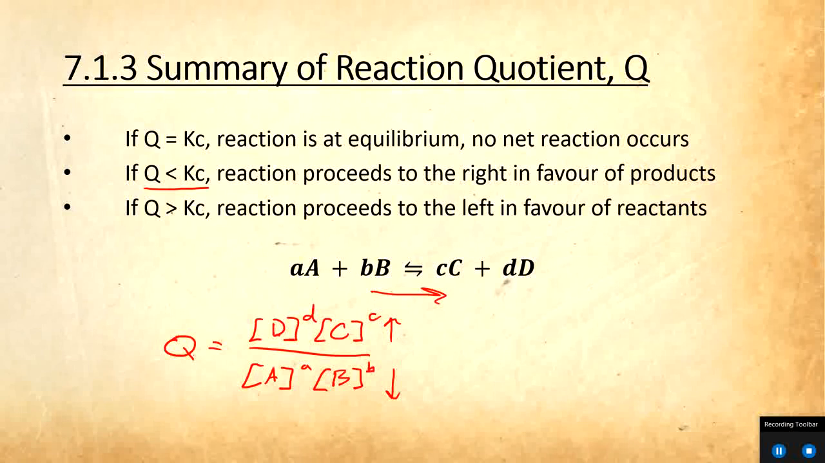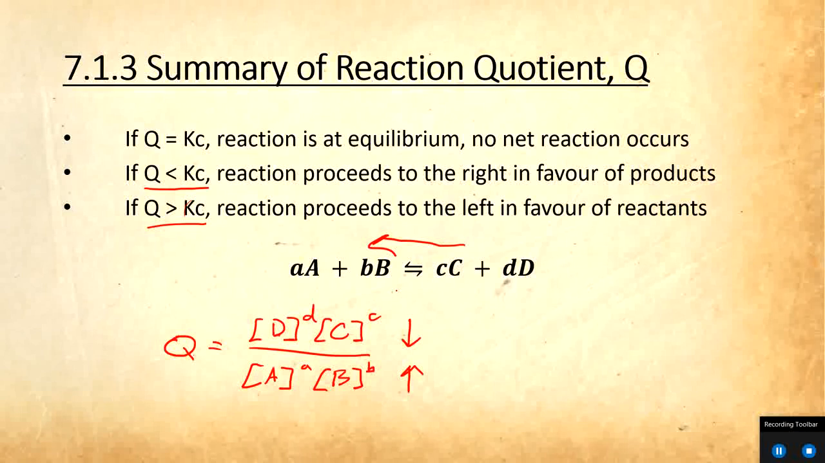The opposite is true. If Q is greater than Kc, then the reaction proceeds to the left in favor of the reactants. So again, if Q is too big, we need to shrink Q. We need to decrease it to get it down to the size of Kc. So in order to decrease Q, we need to shrink the amount of products we have and increase the amount of reactants. To do that, the reaction will move predominantly to the left in favor of the reactants. So we'll have a net reaction to the left. So Q can tell us which direction the reaction is proceeding currently, and again, how close it is to reaching that equilibrium.